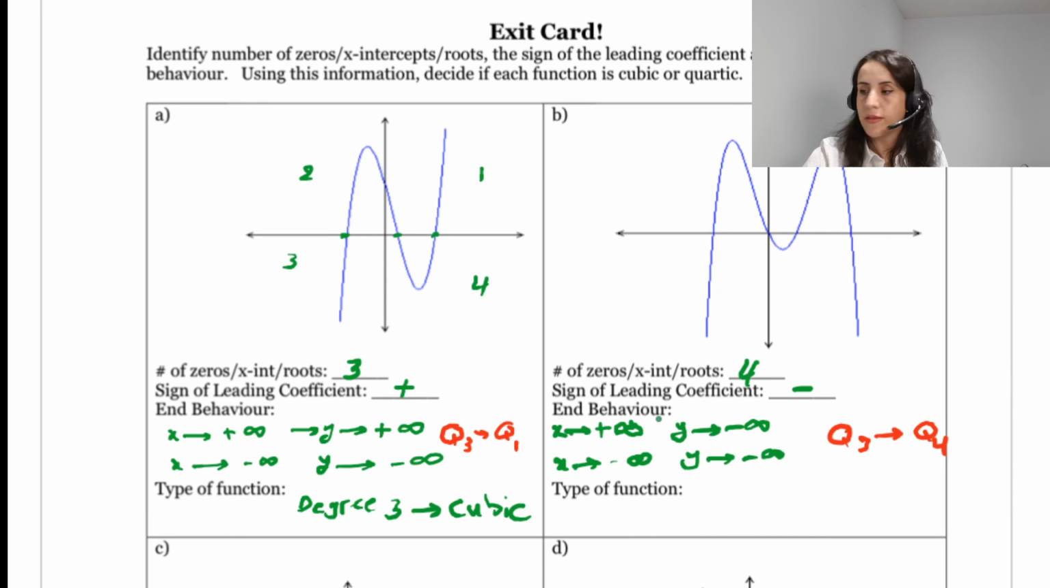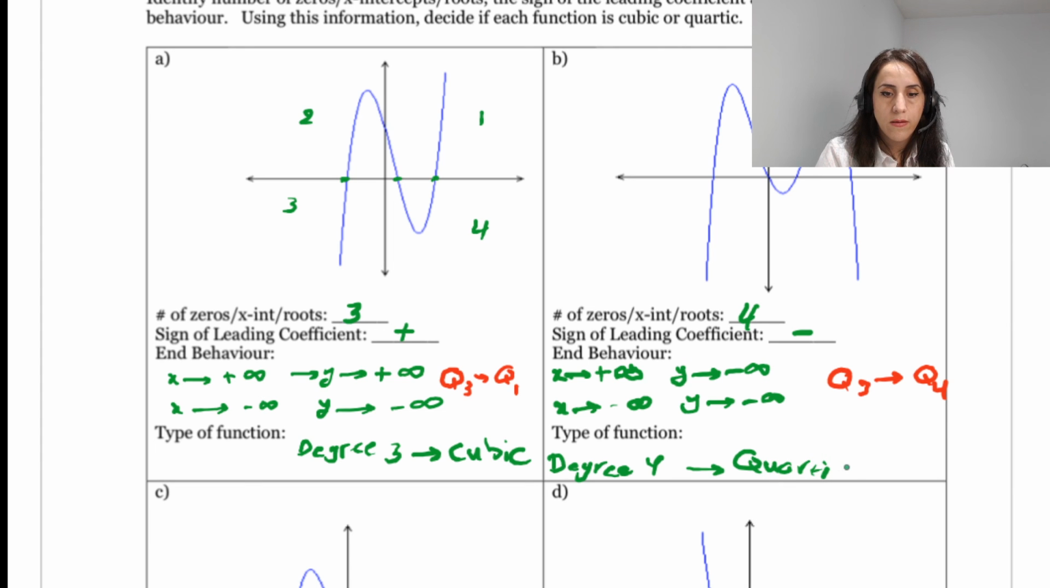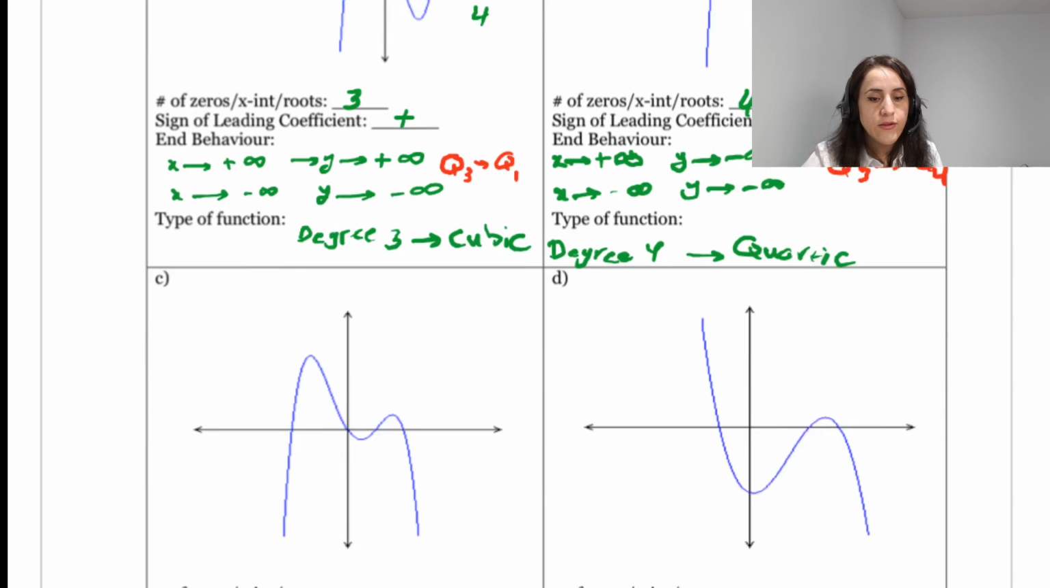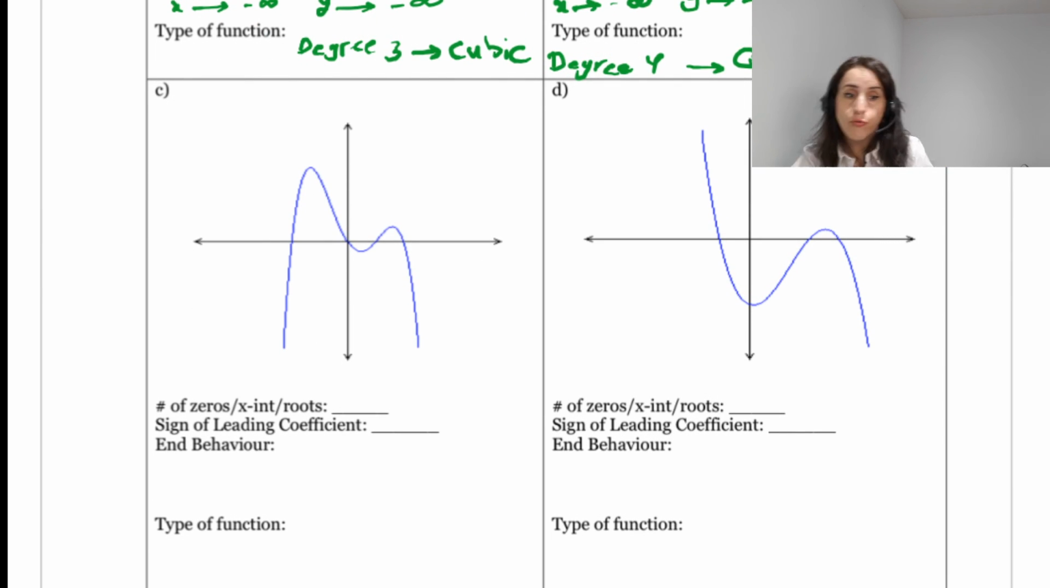What is the type of function? What do you want to name this function? Here I can see there are 3 turning points, 4 x-intercepts, and both hands in the same direction. I'd like to name this one degree 4, and I want to name it a quartic function.